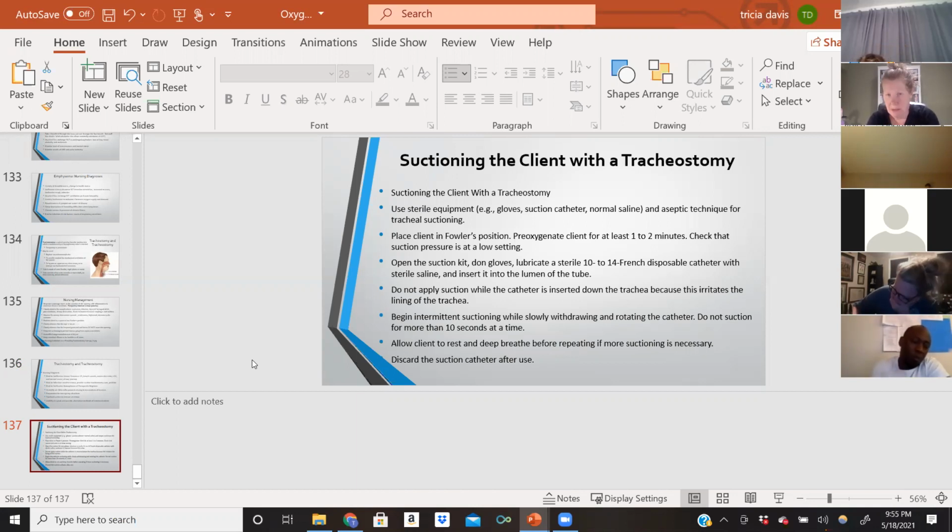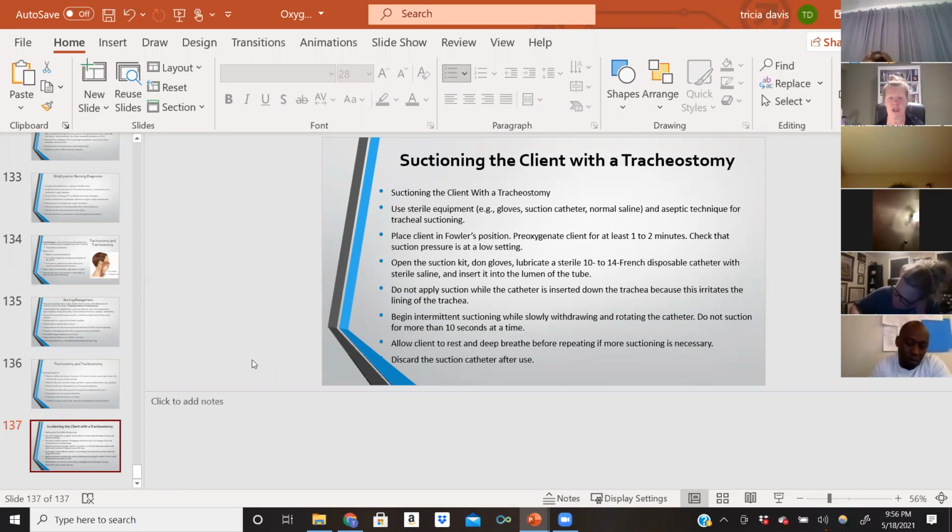You're going to use sterile equipment. You're going to have sterile gloves, a suction catheter, and normal saline. It is an aseptic technique for tracheal suction. They're going to tell you in lab that it's sterile. It's not. When you go into the hospital setting, it's not a sterile procedure. So we always teach you what the book tells you, but we also want you to know how you're going to see it in the clinical setting, because some of these guys are going to see that. It's an aseptic technique.